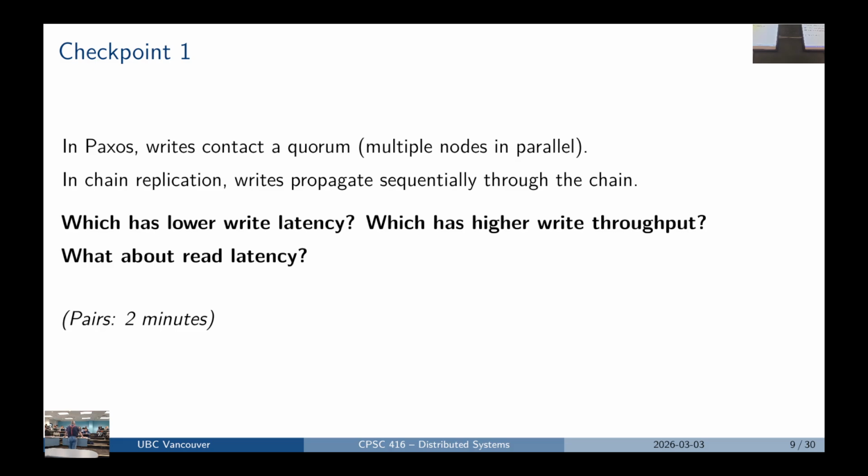We always write to the head, and you never read from the head. We read from the tail. You read from the tail, you write to the head. Okay. And that's what makes chain replication really easy. But you're already thinking the right thing, which is, well, why can't you read from the middle or something? Yeah. And we're going to get there.